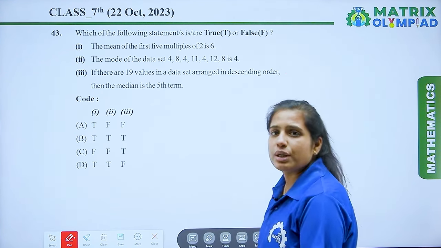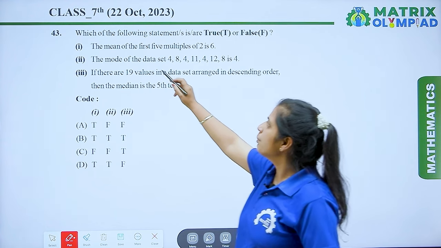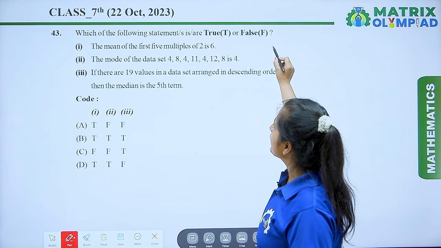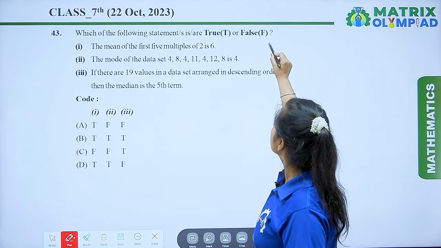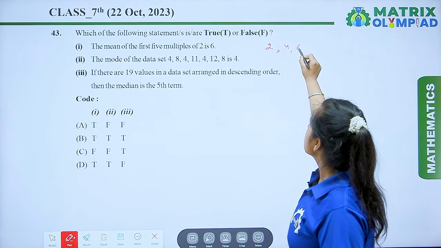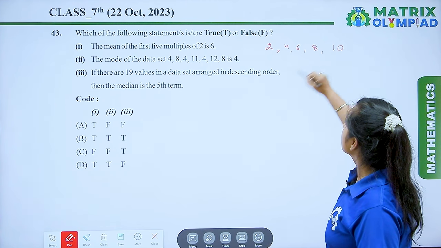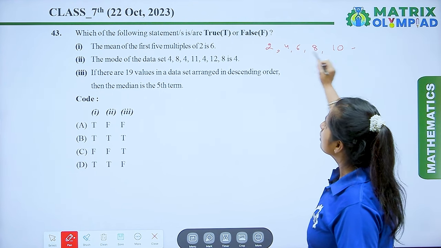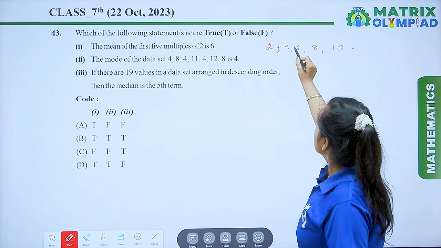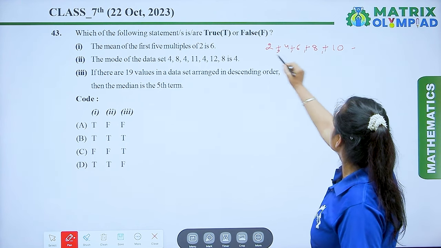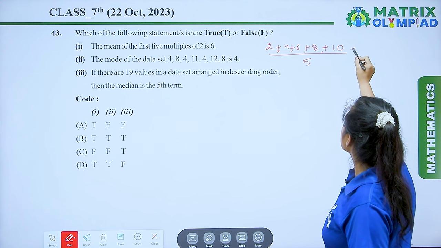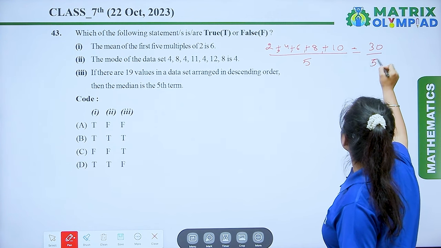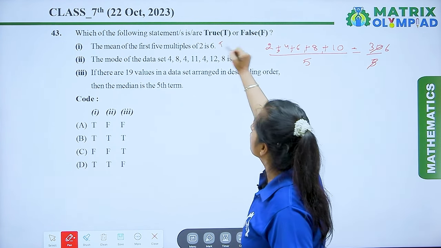Now, the next question is question number 43. First statement is, the mean of the first 5 multiples of 2 is 6. So, here we have to find out the mean of the first 5 multiples of 2. 2, 4, 6, 8, 10. So, here these are the 5 multiples. So, mean is equal to the sum of all observations upon the total number of observations. So, here the answer is 6. So, first statement is true.